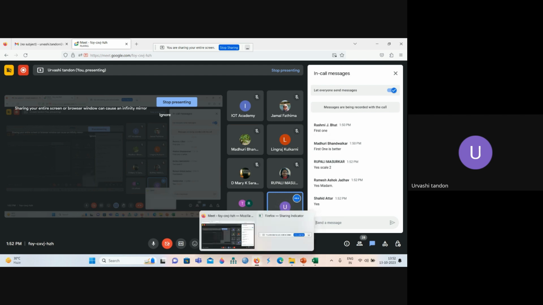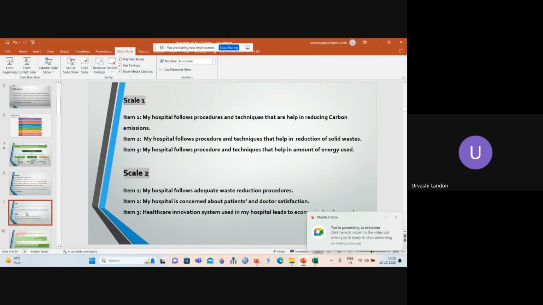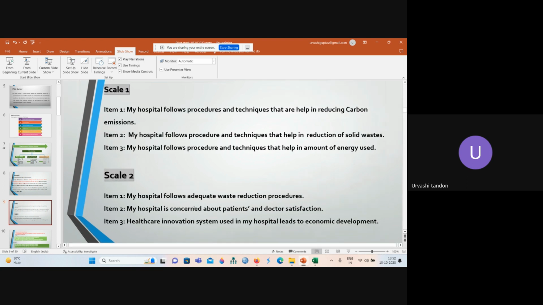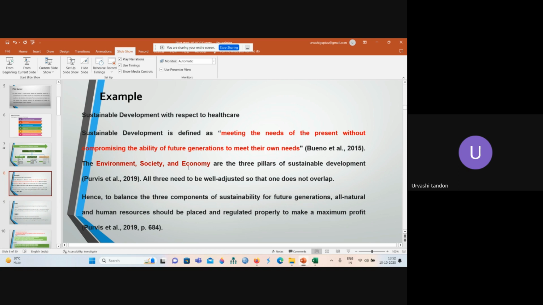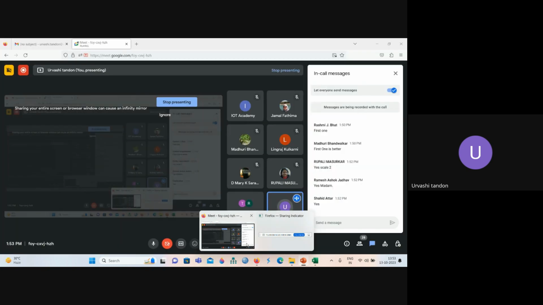See, writing big sentences in your questionnaire, writing long, making it more elaborate won't work until and unless it has got the face and content validity, which is shown here. My hospital follows adequate C. First one, it's covering all the three pillars, right? Environment, society, and economy. So the scale 2 is better, not the scale 1. I hope the concept is a little bit better now.